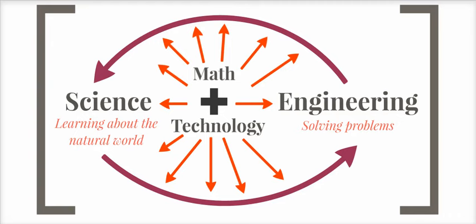And the funny thing is that all four of these pieces actually build upon each other. So as we learn more in science, we actually learn more that helps us build, create, solve problems where we develop better technology. And as we get better at math, we become better at analyzing different systems in science, and also get better at being able to engineer solutions to problems.